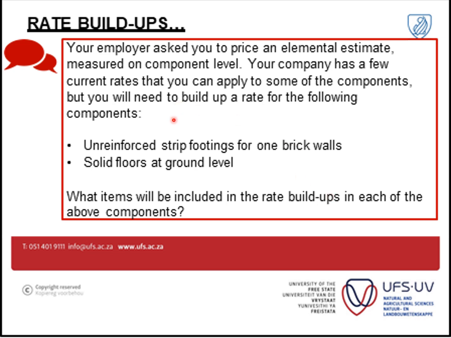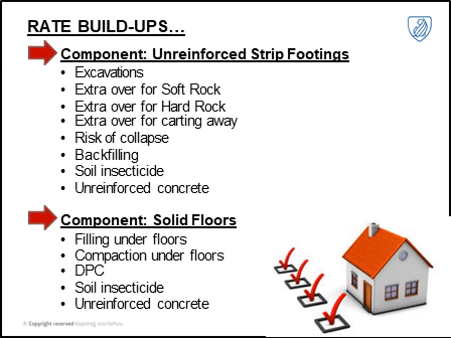Let's look at examples. Your employer asks you to price an element estimate measured on component level. Your company has a few current rates that you can apply to some of the components, but you will need to build up a rate for the following components: reinforced strip footings for 1 brick walls, and solid floors at ground level. The question asks what items will be included in the rate buildups in each of the following components. That's where you refer back to your elemental guide.